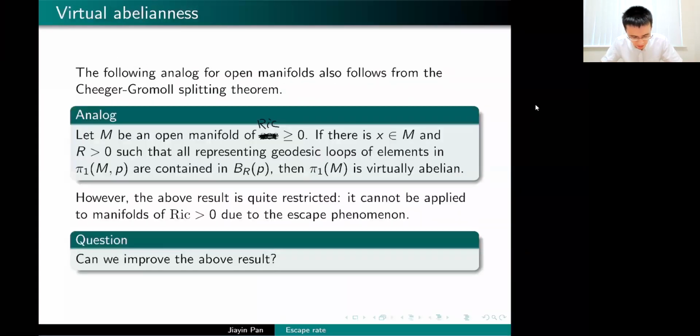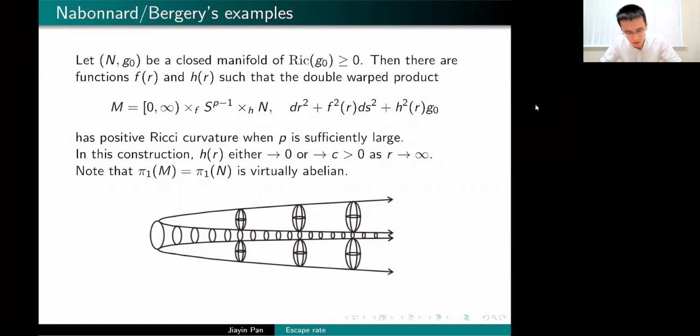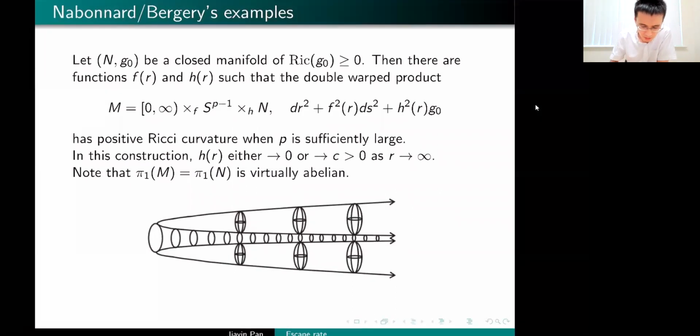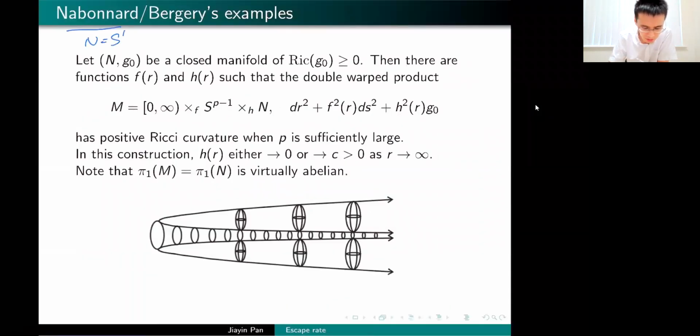Before giving an answer on this, now we look at some motivating examples. These are open manifolds of positive Ricci curvature, actually. The first class of examples are constructed by Bérard-Bergery and Bourguignon. We start with N, which is a closed manifold of non-negative Ricci curvature. Bérard-Bergery considered the case where N is a circle, then Bourguignon generalized this to any closed manifold of non-negative Ricci curvature.